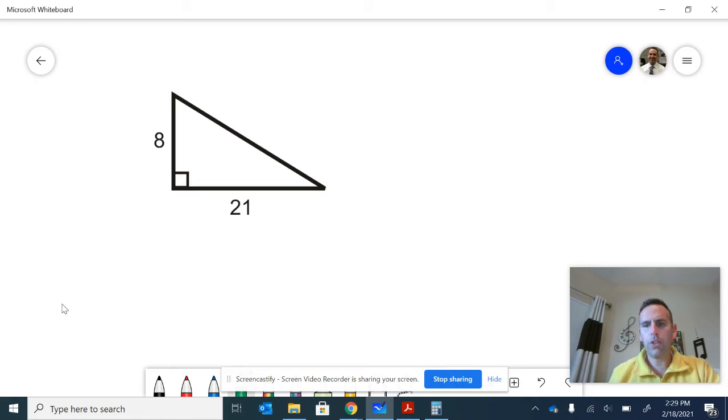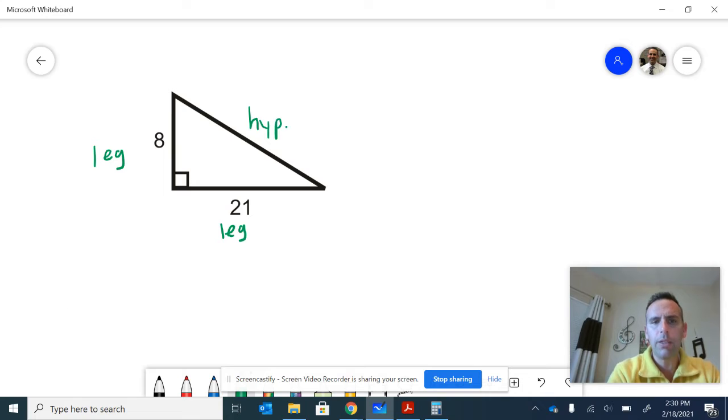Hello, in this video, we want to use the Pythagorean theorem to find the length of the hypotenuse. You can see in the figure here that I have two legs. I have a leg that's labeled 8. I have another leg that's labeled 21. The diagram is not to scale, but the question is, what is the length of my hypotenuse?